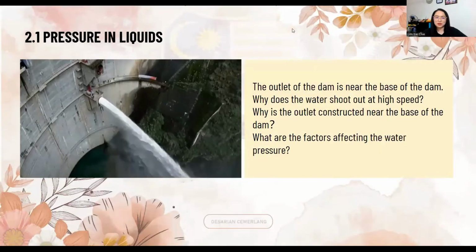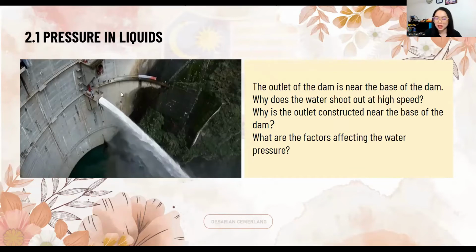Okay, now let's move on. So today we are going to talk about pressure in liquid. The video that you watched just now is actually related to the dam. You can see in this picture, this is an outlet of the dam, which is near the base of the dam. So why does the water shoot out at a high speed?